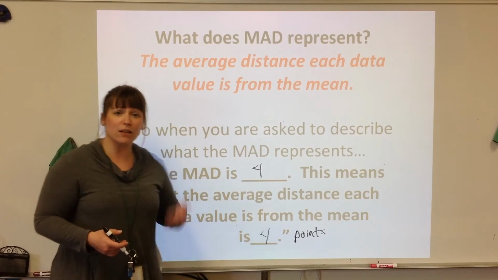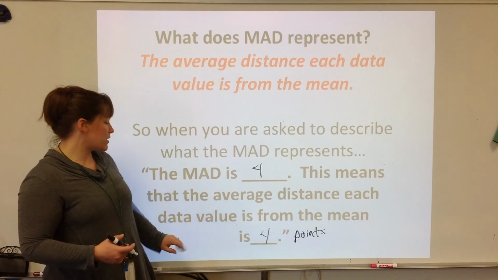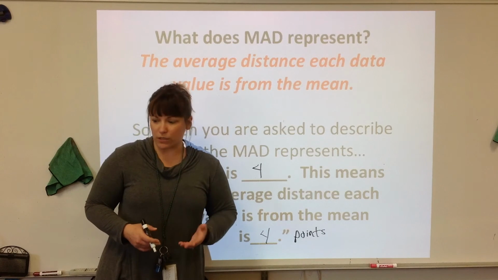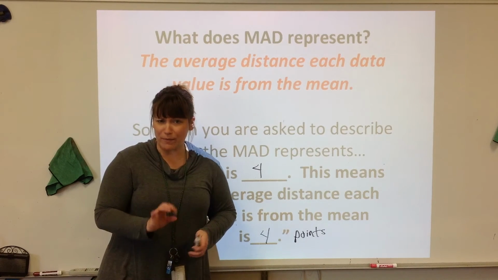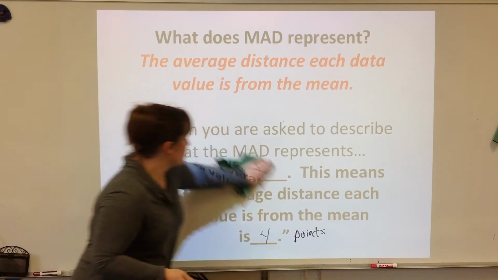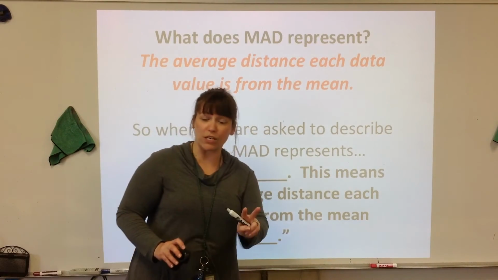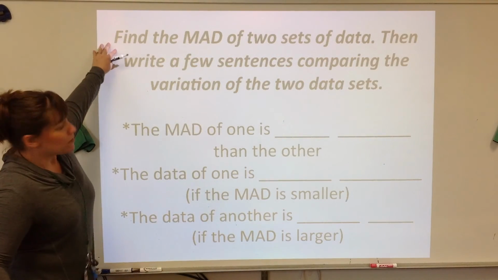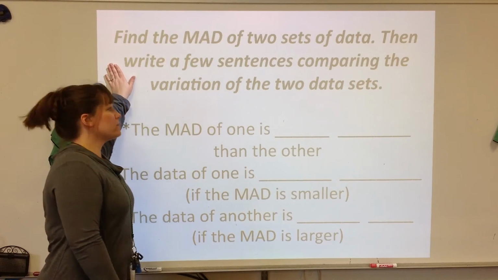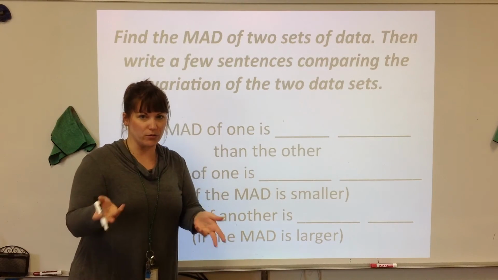If we were talking about Lena, we would say the MAD is 5.5. This means that the average distance each data value is from the mean is 5.5 points. Now visually, I'm going to show you what that means with both Lena and Allie in a minute. You're also going to be asked to compare too. That's why I gave you that first problem with the 2 teams and their basketball points. Sometimes we're going to have 2 sets of data, and we're going to be asked to write a few sentences comparing the 2, and tell us about the variation differences between the 2 data sets.